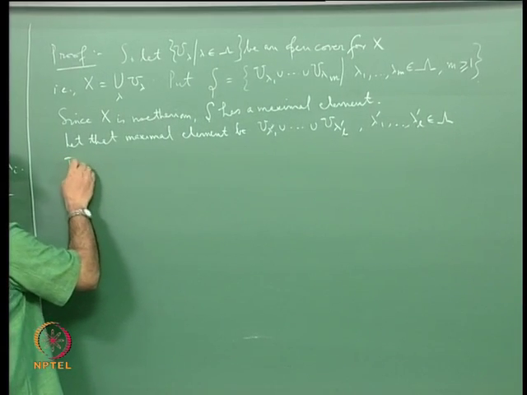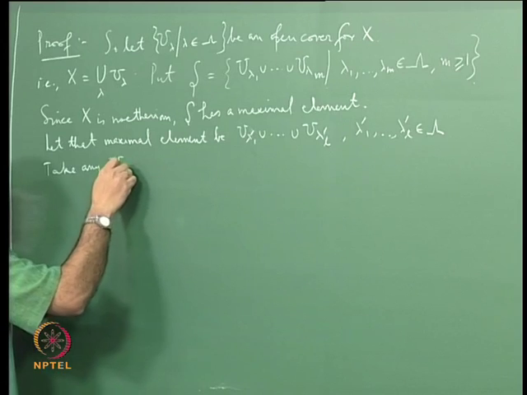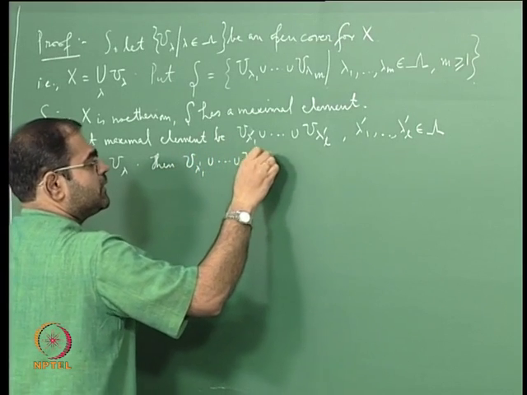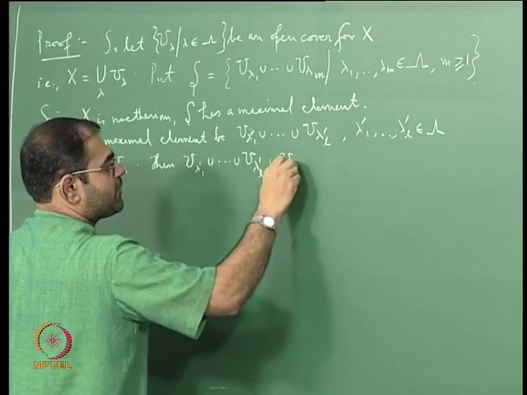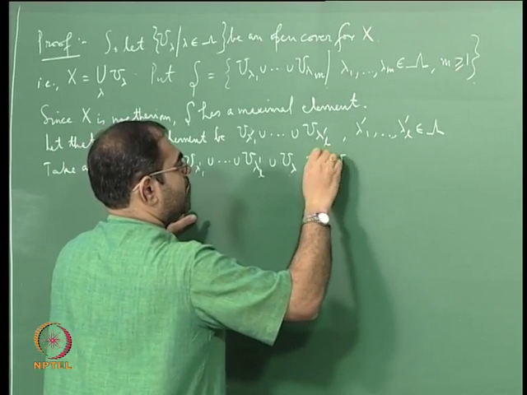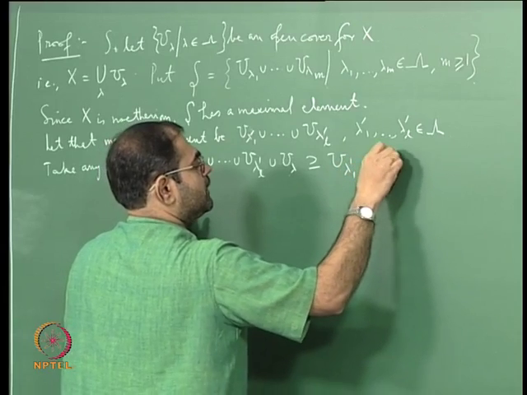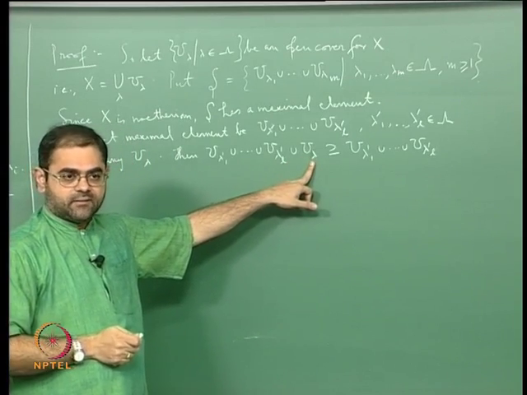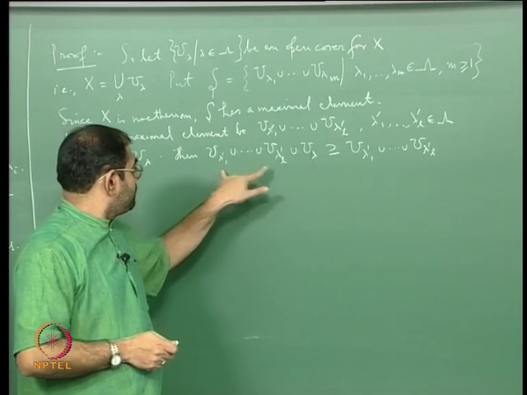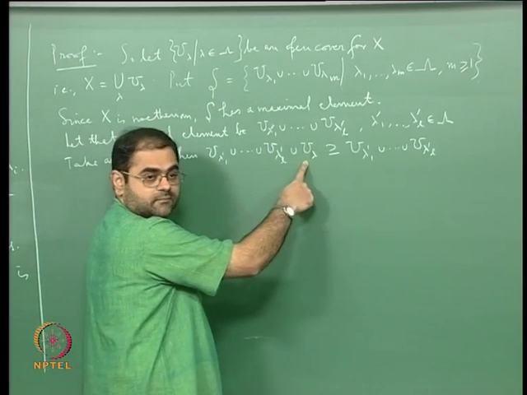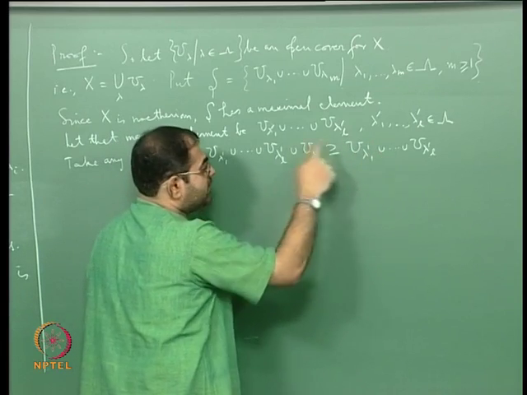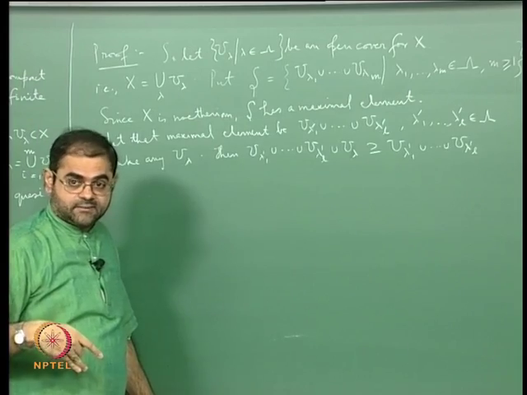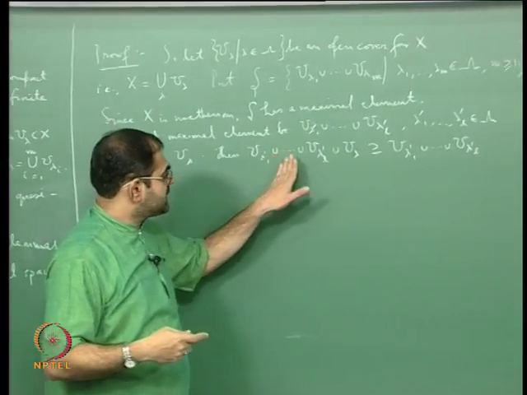Now take any U_λ. Then U_{λ1'} union ... union U_{λl'} union U_λ will contain this maximal element. This is obvious because I have just taken the union with another set, so this is contained in this. But mind you, this is in script S because this is also a finite union, and this is supposed to be maximal. So what it tells you is that this is equality. What is the property of a maximal element? If there is an element bigger than that, then it has to be equal to that. So this element is bigger than that, so it has to be equal to that.